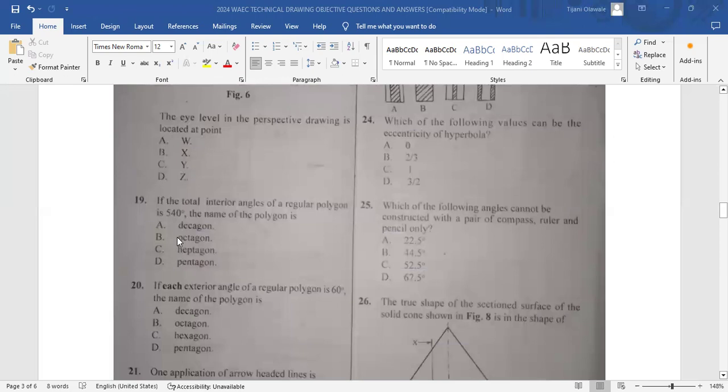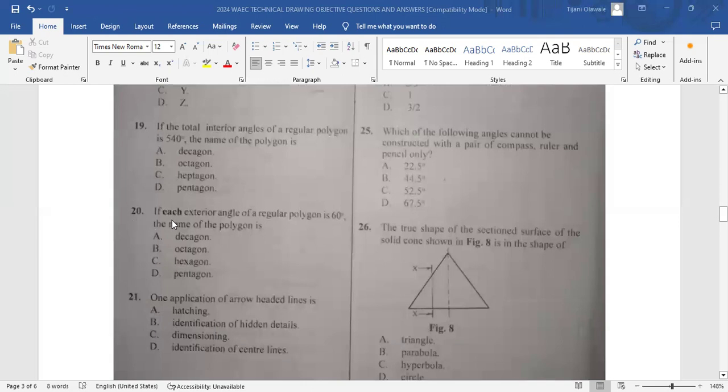Then question 19, if total interior angles of a regular polygon is 540 degrees, the name of the polygon is a pentagon. That is option D. Question 20, if each exterior angle of a regular polygon is 60 degrees, the name of the polygon is hexagon. That is option C is the answer to that question. Then question 21, one of the application of arrow-headed line is dimensioning. So for dimensioning, option C is the answer to that question.